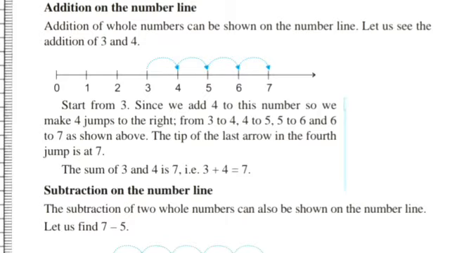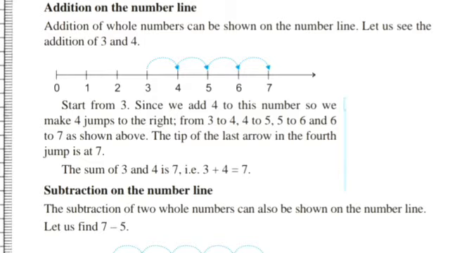Now we will learn addition on the number line. Addition of whole numbers can be shown on the number line. Let us see the addition of 3 and 4. Observe the number line. Start from 3. Since we add 4 to this number, we make 4 jumps to the right from 3 to 4, 4 to 5, 5 to 6 and 6 to 7.